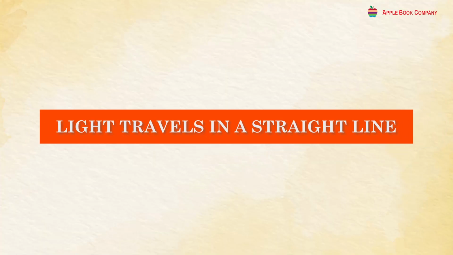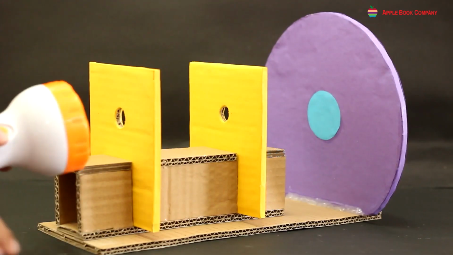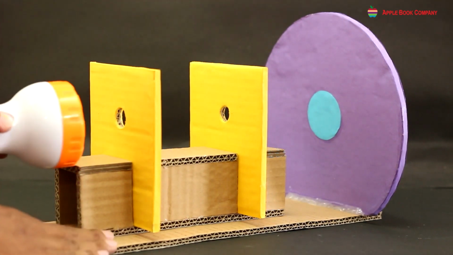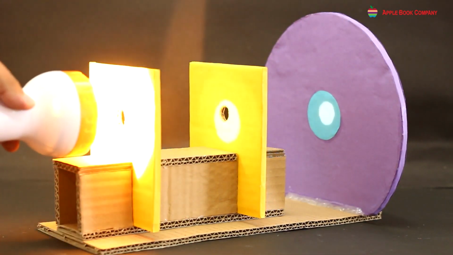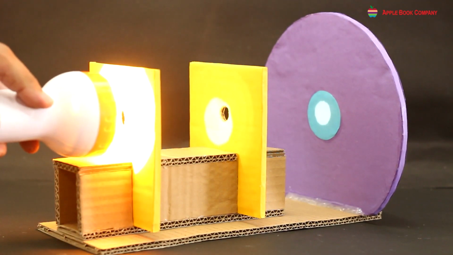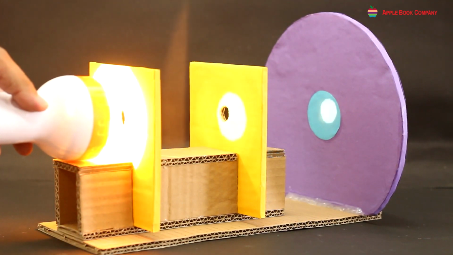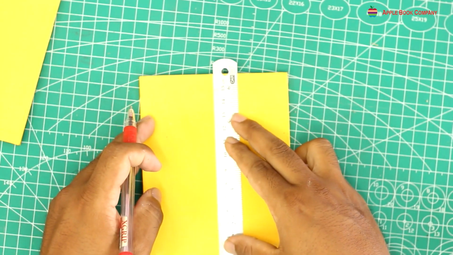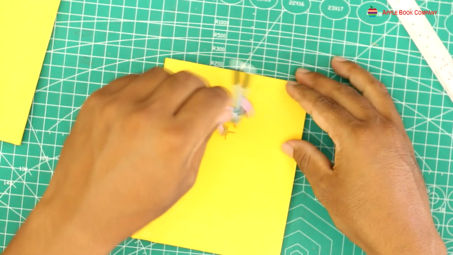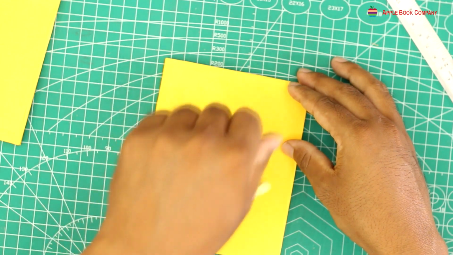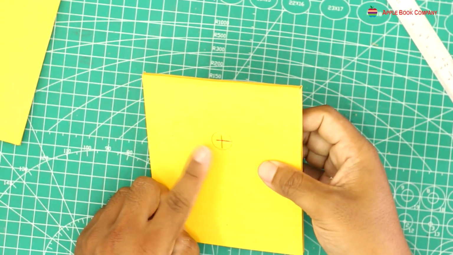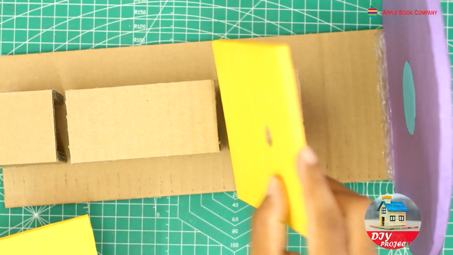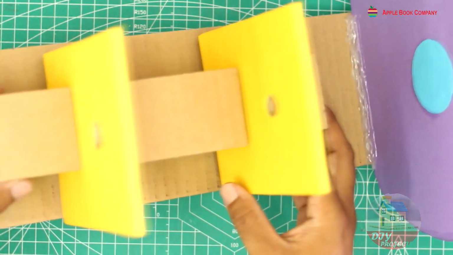Light travels in a straight line. Light always travels in a straight line. It doesn't bend. Let us do an activity to understand this better. Task 1. Take 3 cards of the same size. Make a hole in the center of the card at the exact place on all the cards. Make them stand in a line.